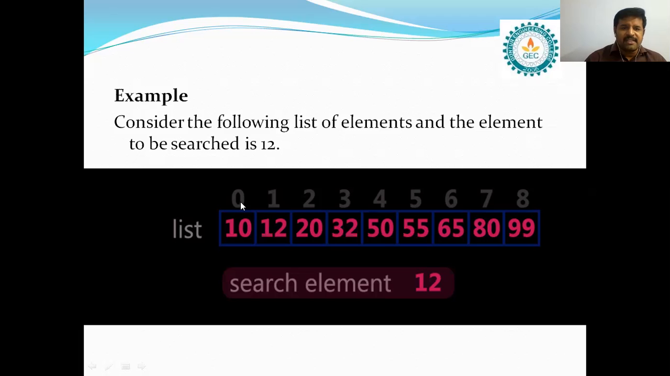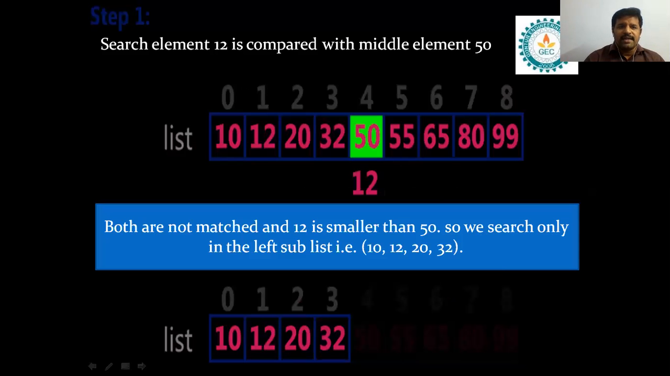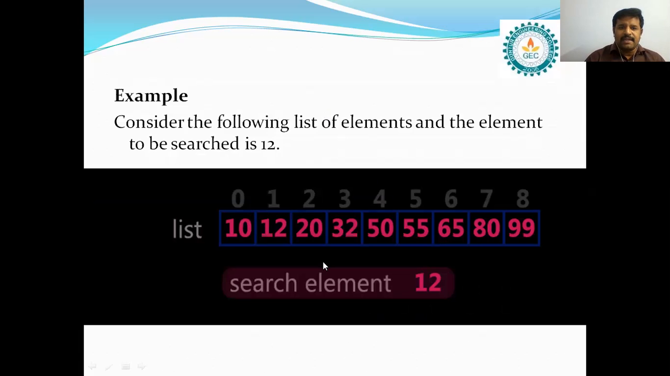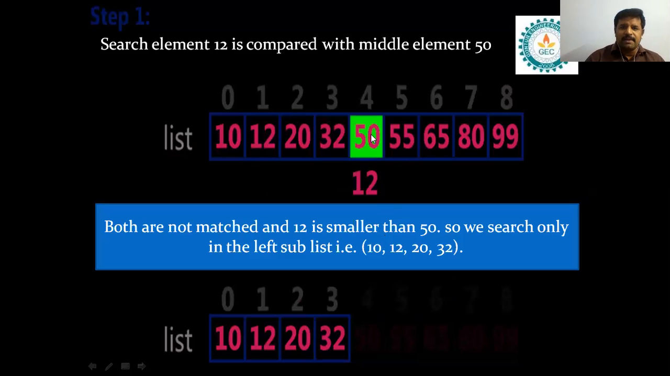The lowest index plus highest index by 2. Right? The middle element can be calculated by using the index values. The lowest index value plus highest index value by 2. That is 0 plus 8 by 2, which is equal to 4. Right? This is the fourth location. What is the value there? 50 is the value. So 50 is the middle value.